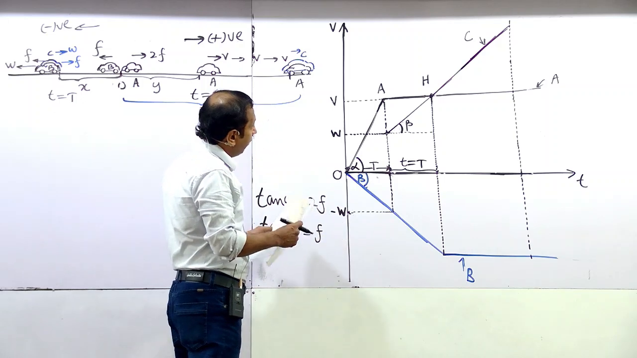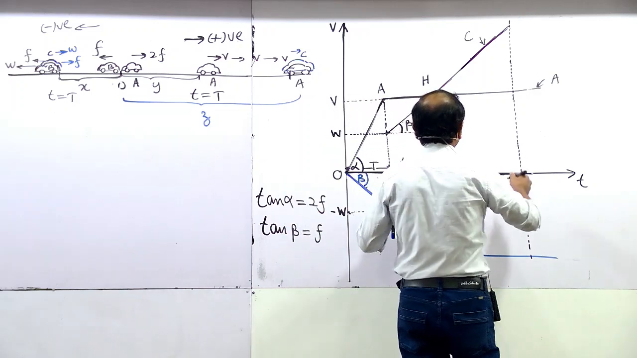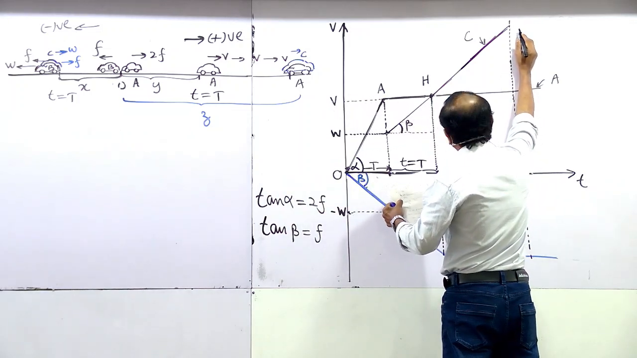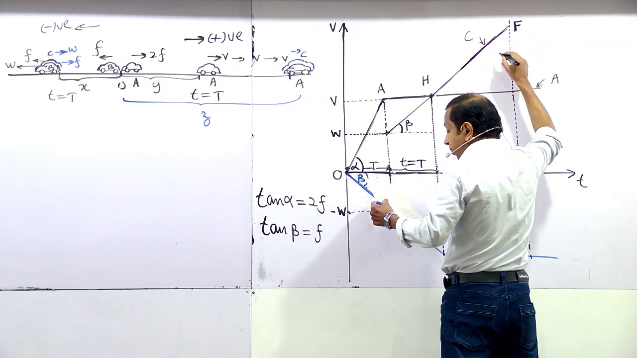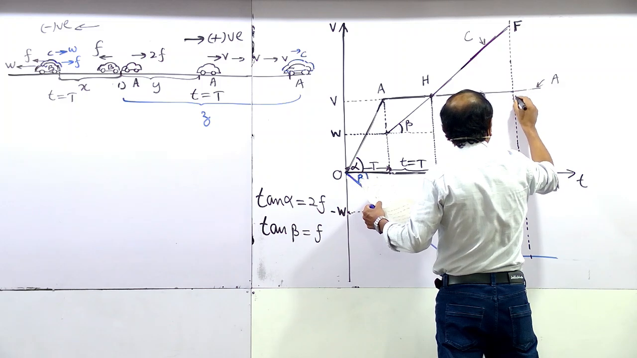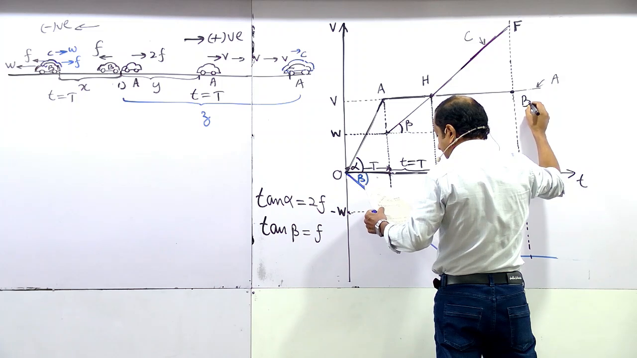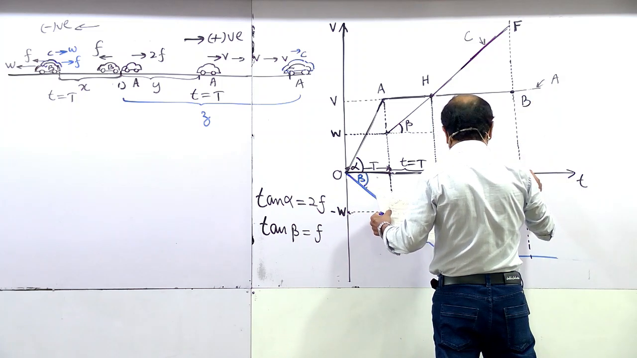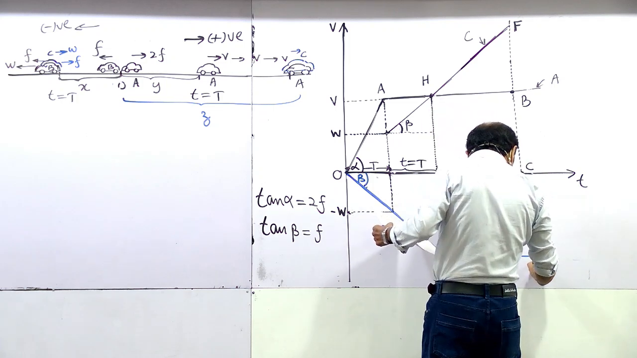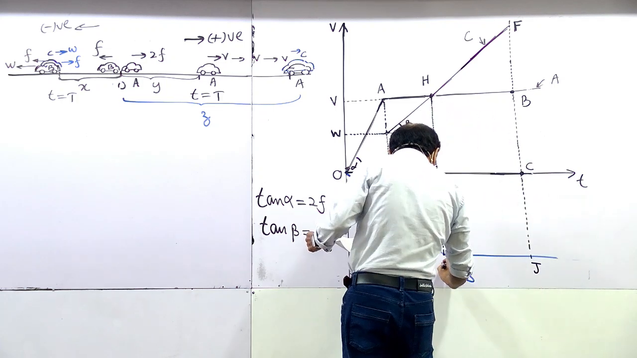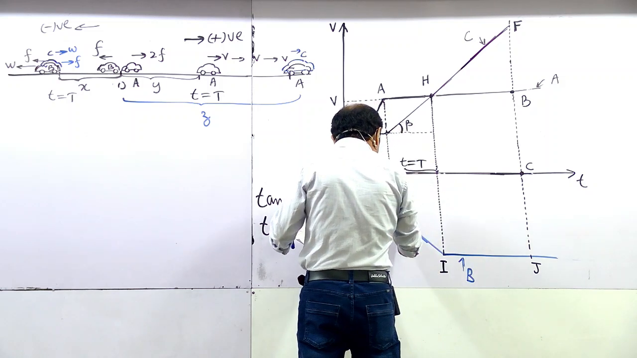Now I'll mark the points like this. Here, this point I have taken as F. I take the same points. This is F, and this point is B. This point is C. This point is J. This point is I. This point taken as G.